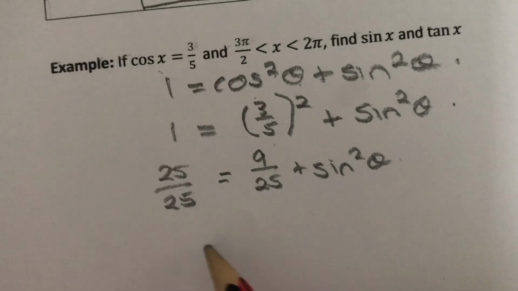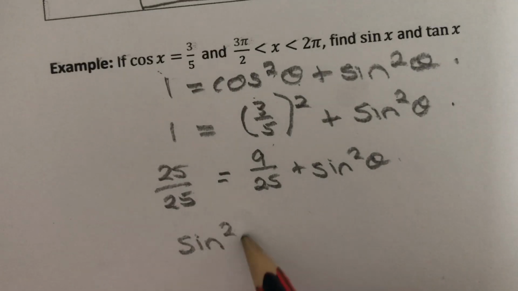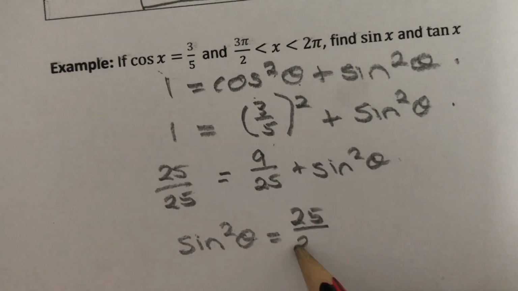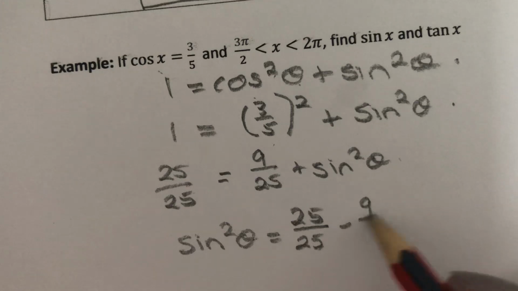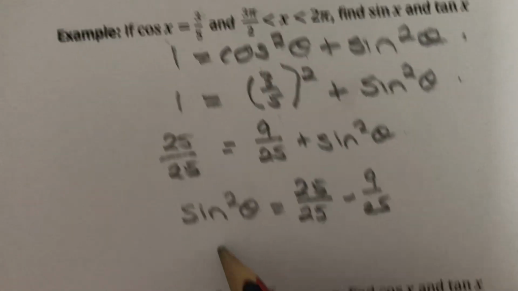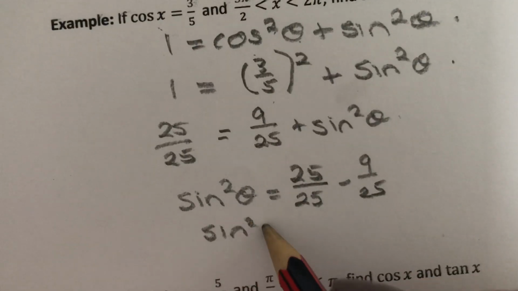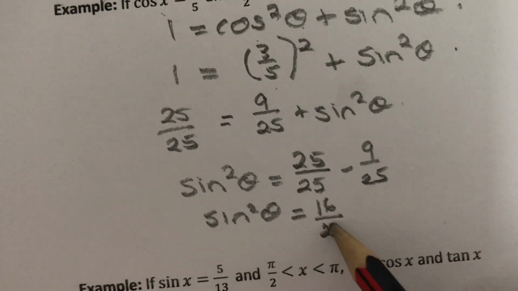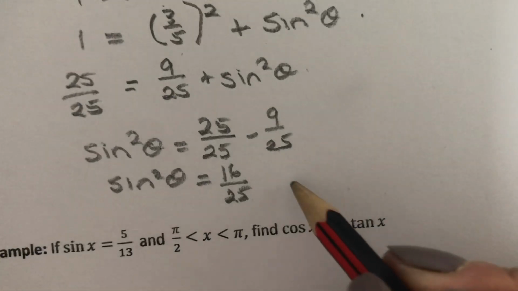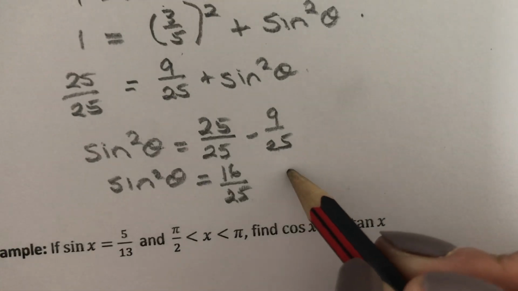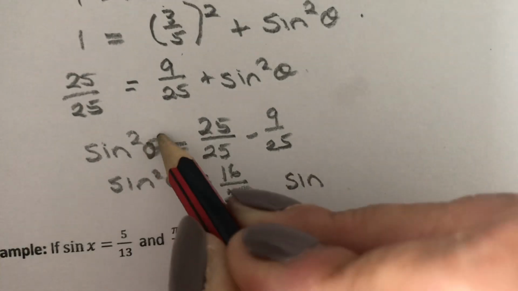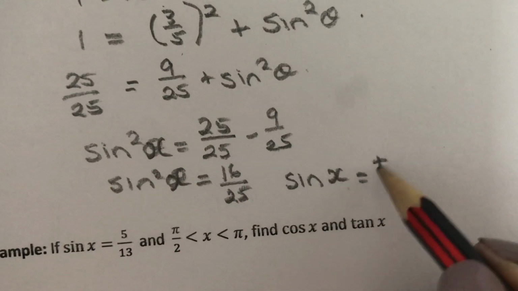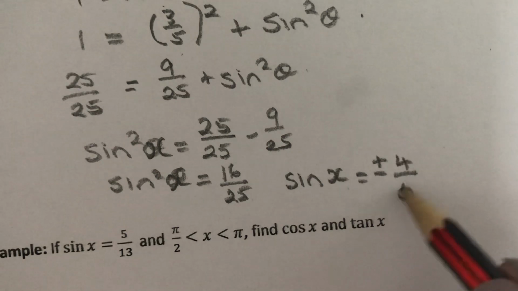All right, from there I'm going to subtract 9/25 from both sides. So we're going to go 25/25 minus 9/25, and then we get sine squared theta is equal to 16/25, resulting in sine, I should have used x, sorry everybody. Sine of x is equal to plus or minus 4/5.